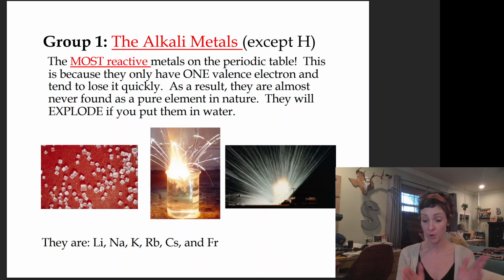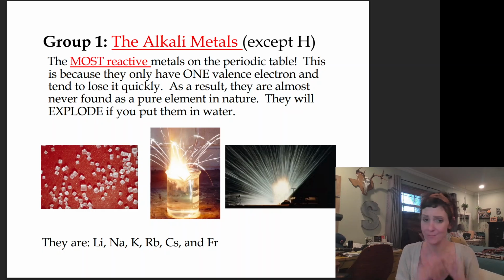So we mentioned before that everybody in the same group has the same number of valence electrons. We will map that out here in a second. But the alkali metals, they have one valence electron. Well, why does that make them reactive? If I've got one valence electron, I'm going to lose it real fast. It's only one of them. So they tend to lose it quickly. And when they lose their valence electrons, that means they are reacting. So they're reacting quite quickly.